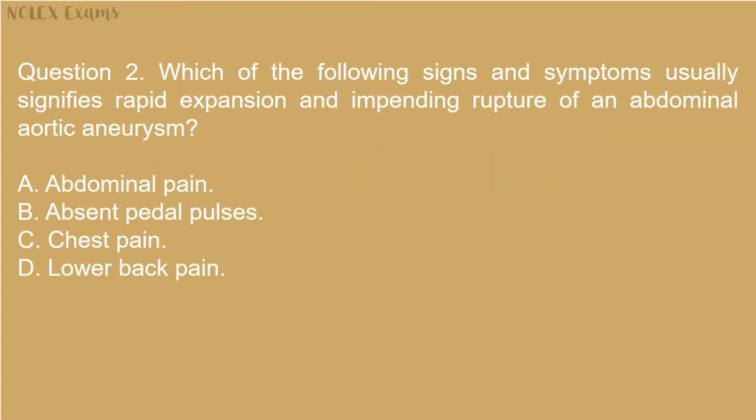Question 2. Which of the following signs and symptoms usually signifies rapid expansion and impending rupture of an abdominal aortic aneurysm? A. Abdominal pain. B. Absent pedal pulses. C. Chest pain. D. Lower back pain.